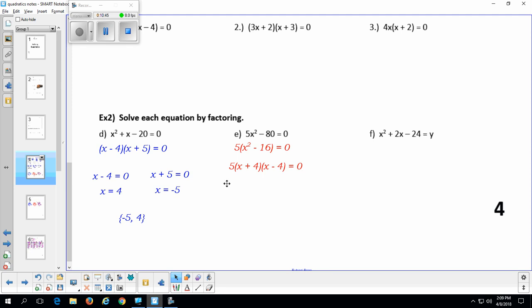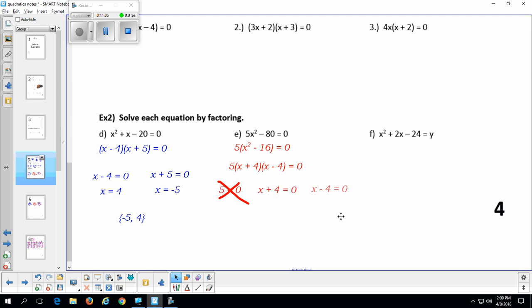The first one is 5. Now, does 5 equal 0? No, it doesn't equal 0. So we're actually going to ignore that. We call that an extraneous solution. You're not going to see that very much in Algebra 1, but it is a possibility. So you just ignore that. Just focus on these two.